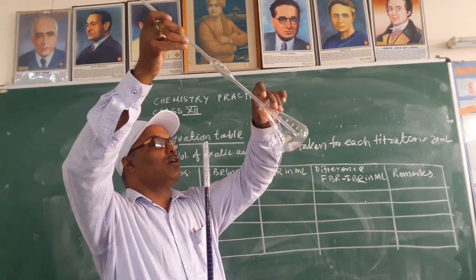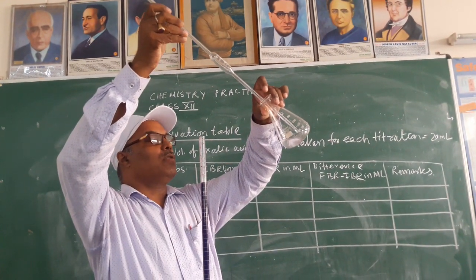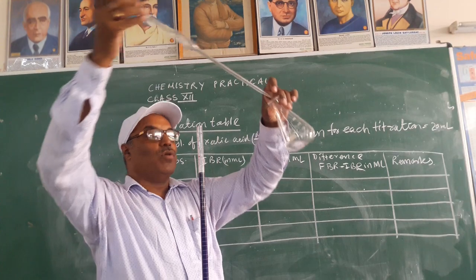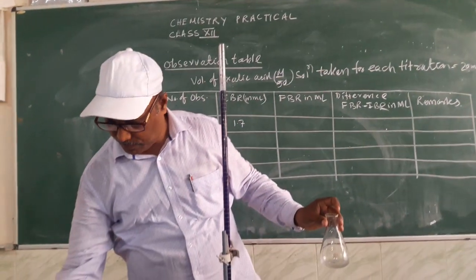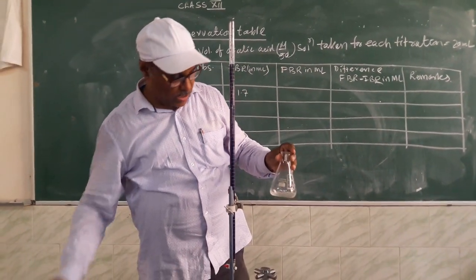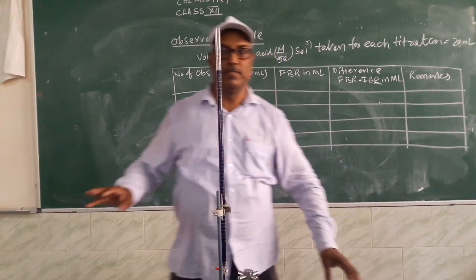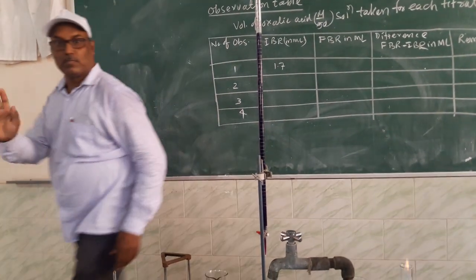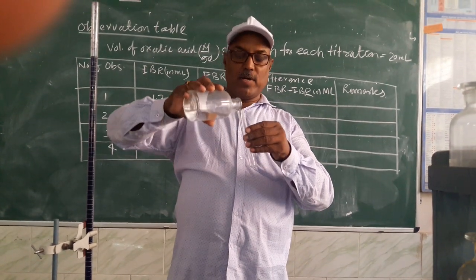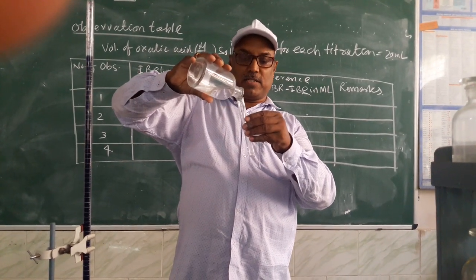1, 2, 3. All the solution is gone. 20 ml. Now we have to add 20 ml of sulfuric acid. So as the medium is acidic, we have to add 20 ml of dilute sulfuric acid.